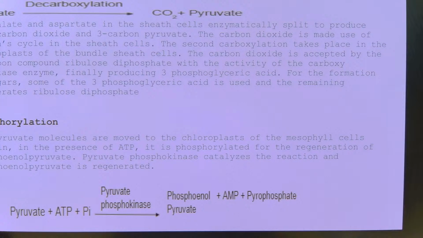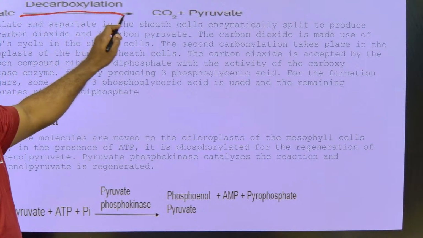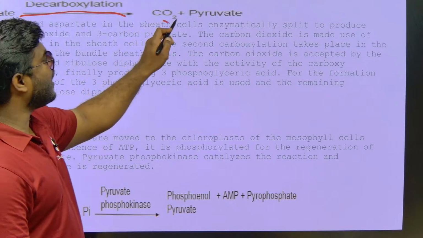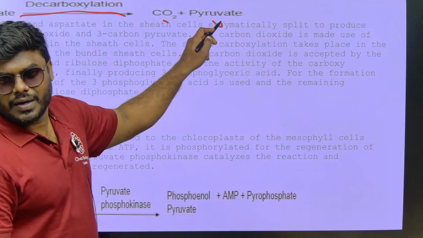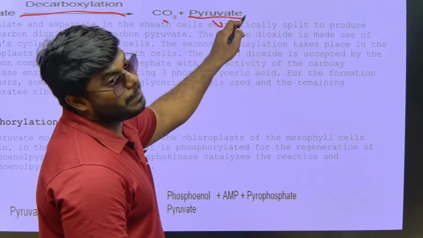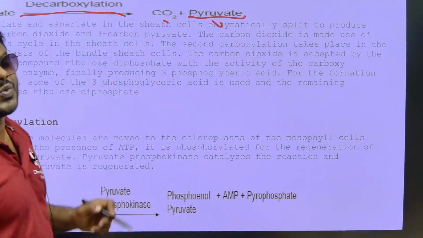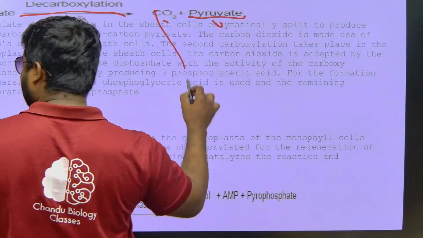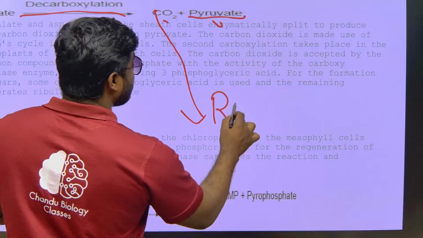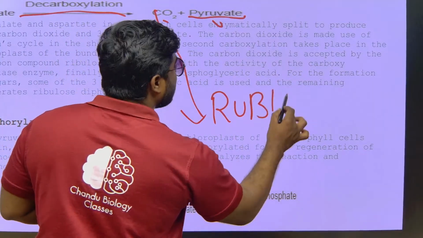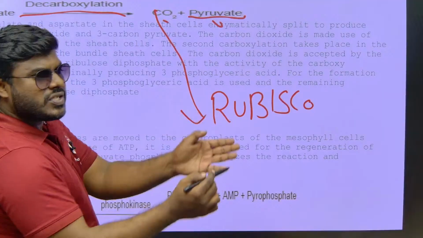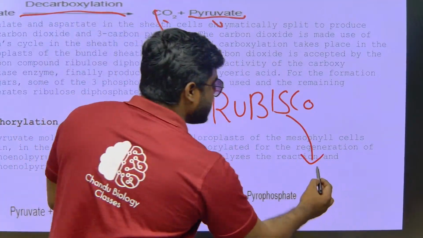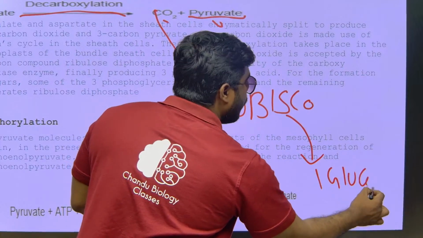So malate is how many carbon? 4 carbon. So it is undergoing what process now? Decarboxylation or splitting. 4 carbon breaks down into 1 carbon plus 3 carbon. So what is this 3 carbon? Pyruvate. Now what happens to this 1 carbon? Now all of you answer very correctly without confusion. Focus on the picture so correctly. It is taken by Rubisco, then enters which cycle? The C3 or Calvin cycle. Hence we produce 1 glucose.